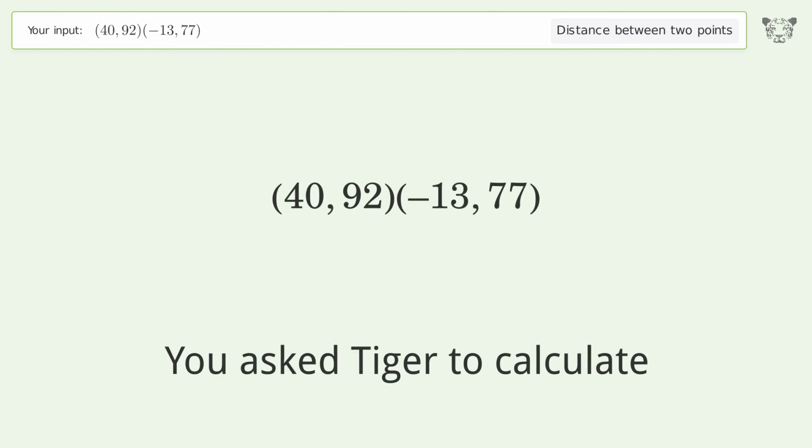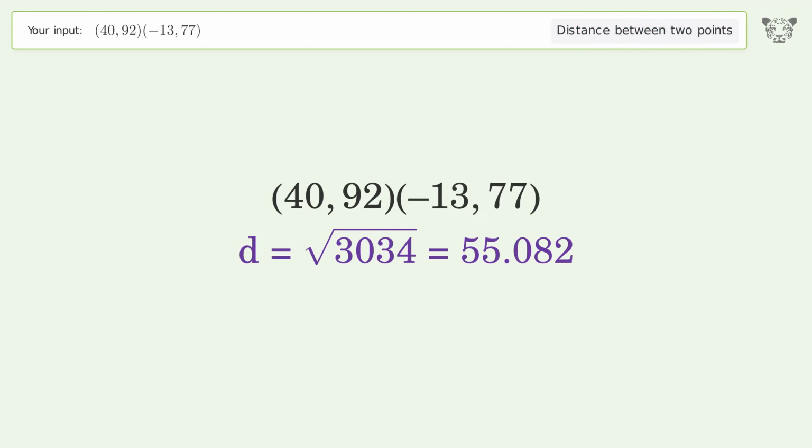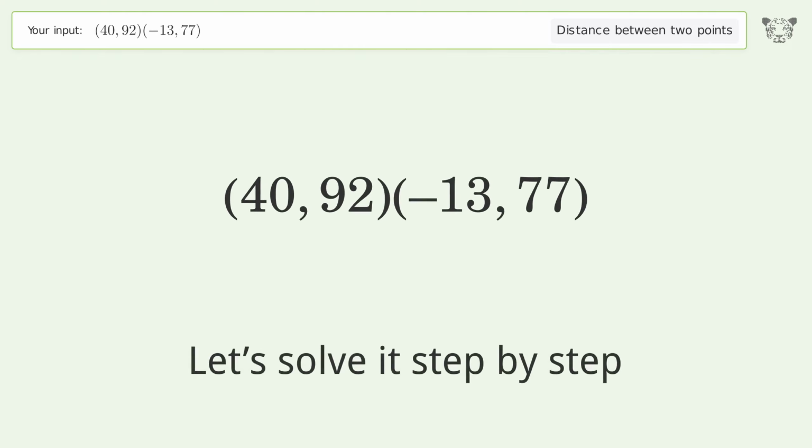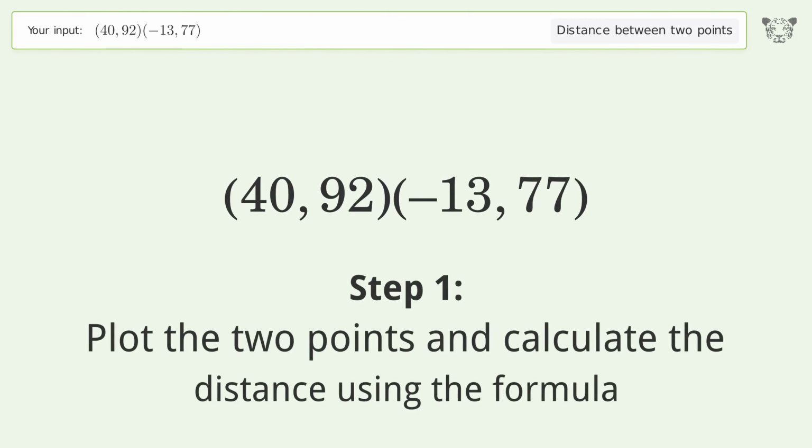You ask Tiger to calculate. This deals with the distance between 2 points. The distance between the 2 points is the square root of 3034, or 55.082. Let's solve it step by step. Plot the 2 points and calculate the distance using the formula.